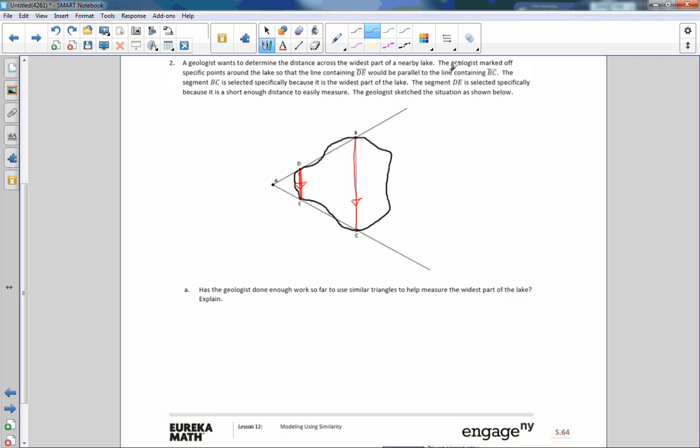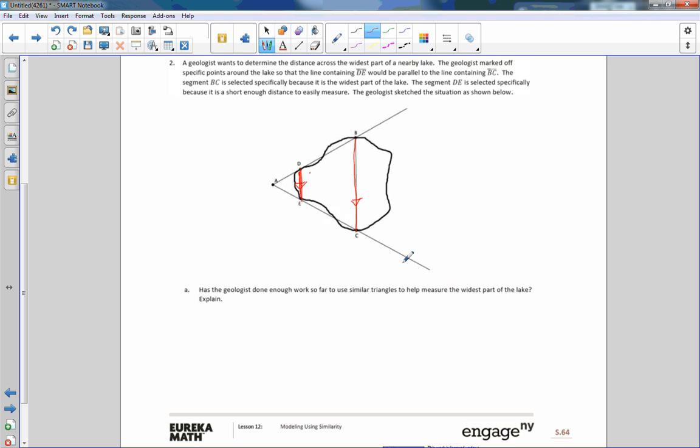The segment DE is specifically selected because it's a short enough distance to easily measure. So he measured from here to here because that was easily done. So he could measure here, walk over to here, and measure there. But maybe he doesn't want to walk all the way down here. Maybe there's poison ivy or something, or it's a huge lake and it's miles and miles long. So, okay. So the geologist sketched the situation as shown below. Has he done enough work so far to use similar triangles to help measure the widest part of the lake?